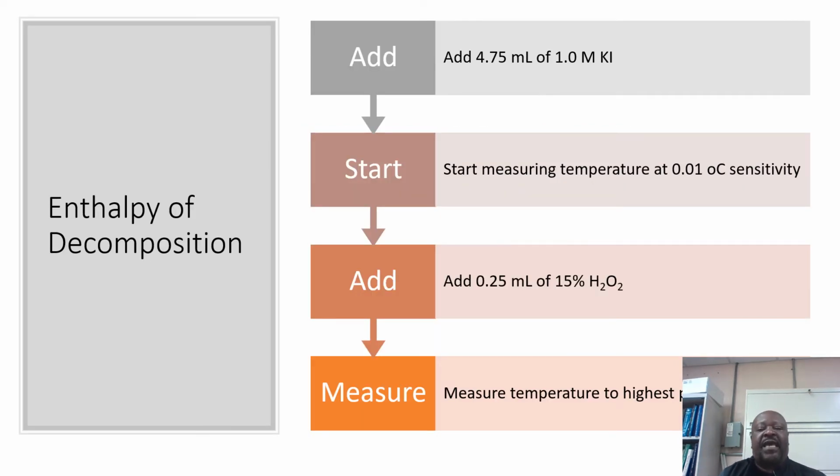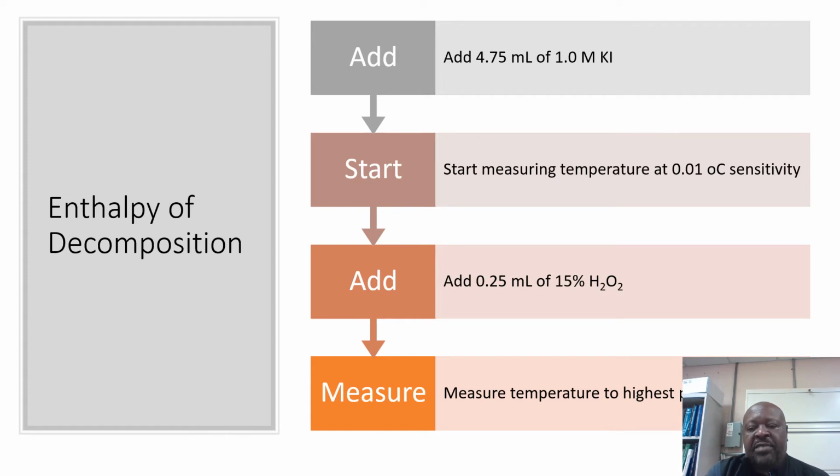All right, for the enthalpy of decomposition, same setup as before in the previous slide. We'll add 4.75 milliliters with our auto pipetter of 1 molar KI. This is quite a high concentration for KI. That's the catalyst.